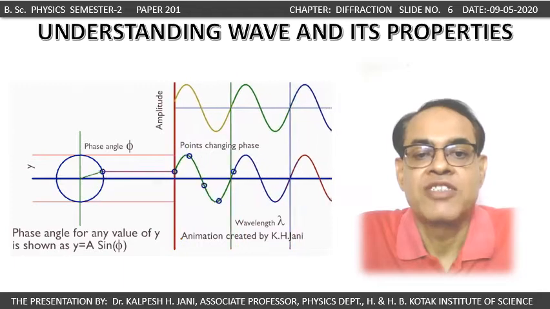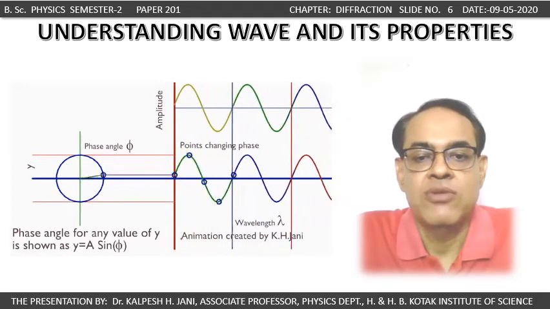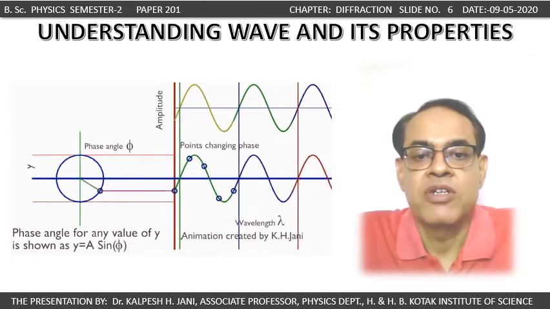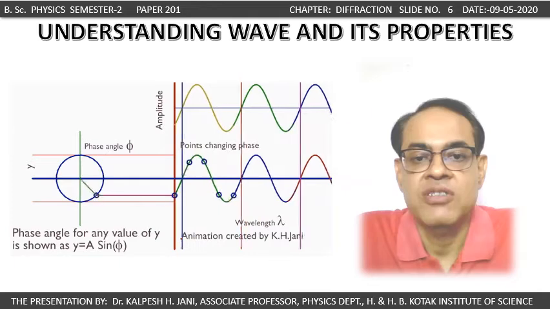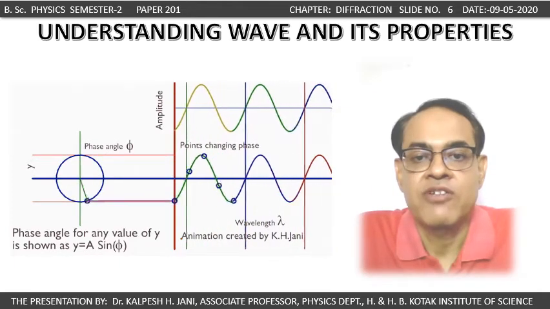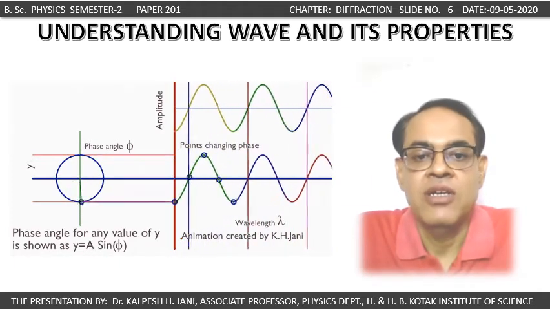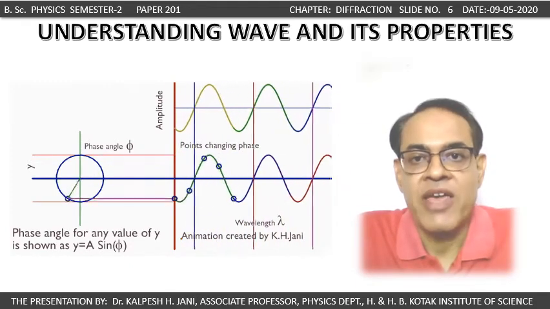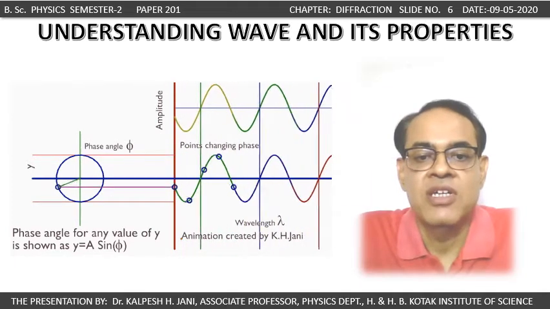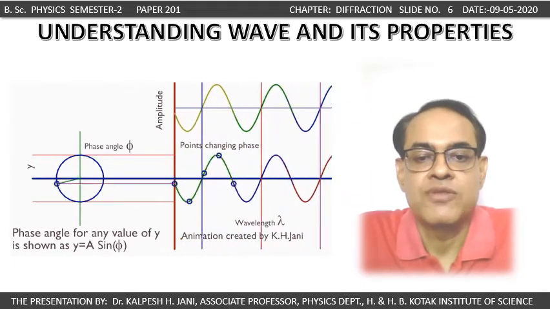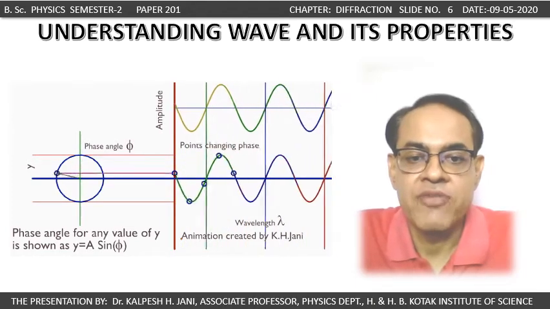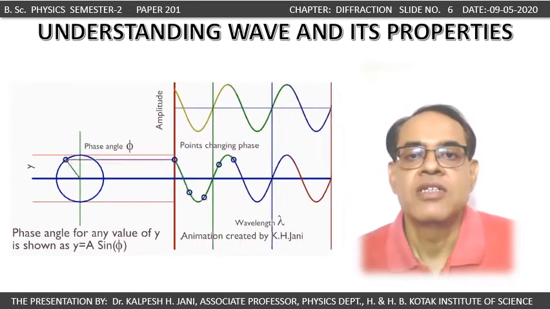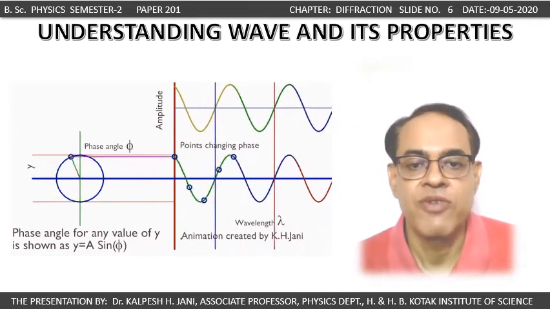The second parameter is the amplitude of the wave, and you know what the amplitude of the wave is. When there was no wave effect, all the constituents were at their mean position, and when they come under the effect of the wave, they start oscillating, and the maximum distance they traverse on the y-axis from the mean position is known as the amplitude. So this is also very clear. And the third parameter is known as the phase of the wave.